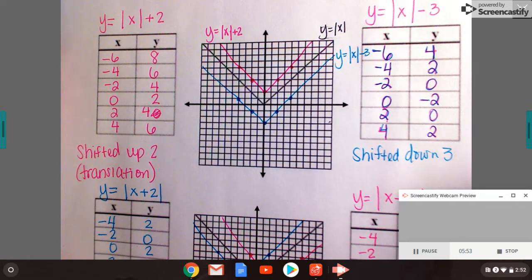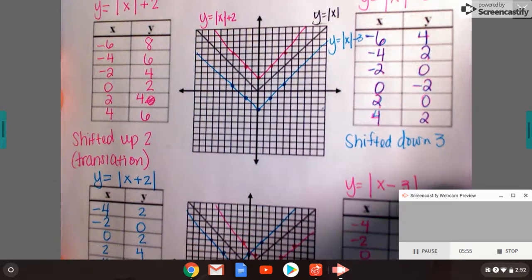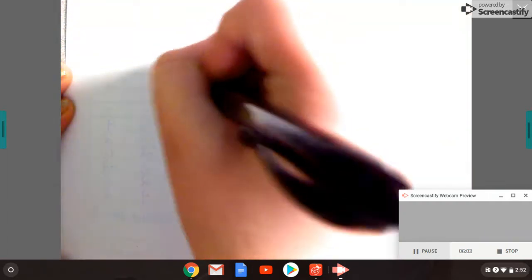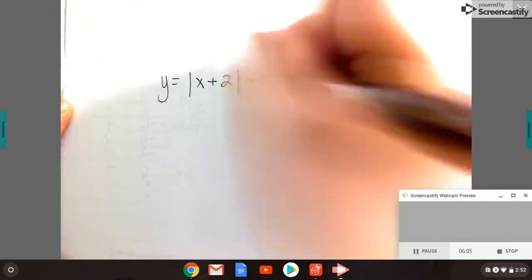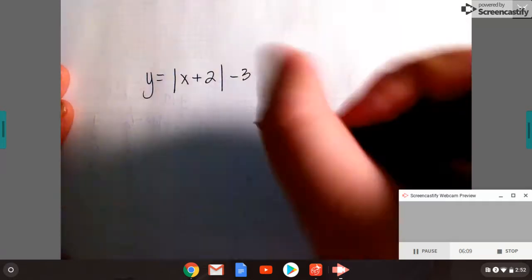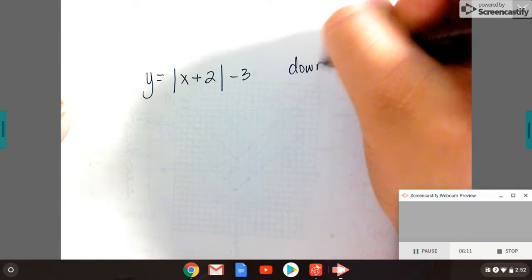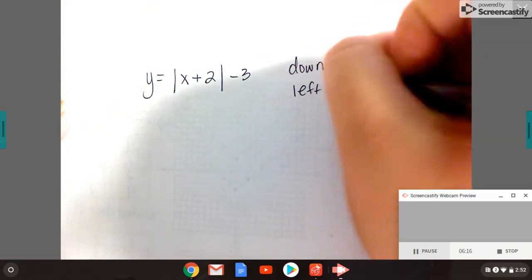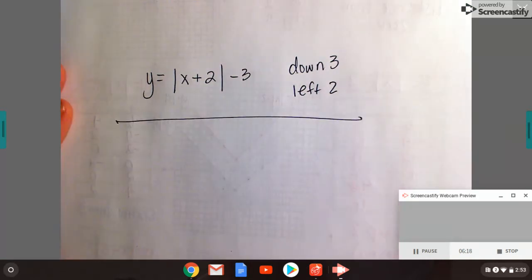We just worked on translations here. There is the potential for a combination of translations, so I'm not going to go through these in this video, but so you have an idea that there's some more things out there. We could have an idea of something like this, where both things are happening at once. This negative 3 would have made it go down 3, and this positive 2 would have made it go left 2. So both those things are happening at the same time.